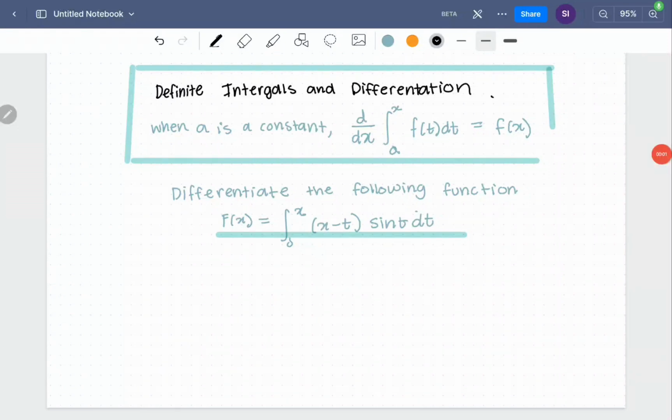Now let's try solving this. Differentiate the following function once again. This time the function is the integral from 0 to x of (x minus t) sine of t dt. And we have the formula right here. So yeah, feel free to pause the video and give this problem a go.